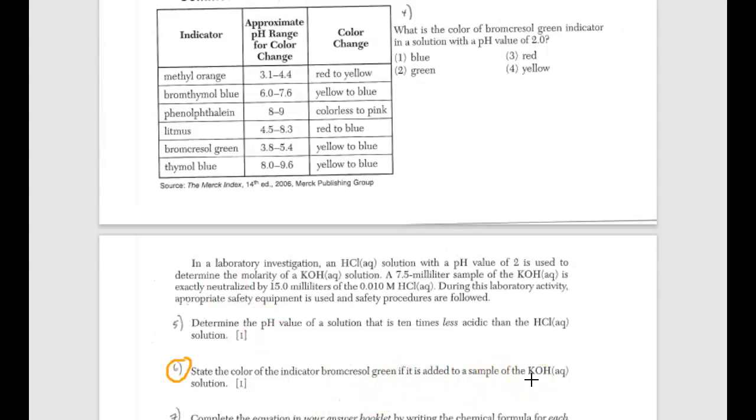Now, you need to know that potassium hydroxide is a base. Of course, you can go to the common bases and find that it's a base because it's a metal and OH. Typically, bases are going to have high pHs.